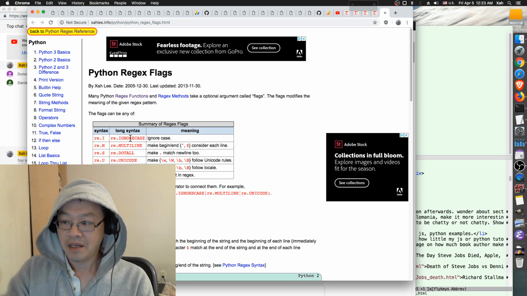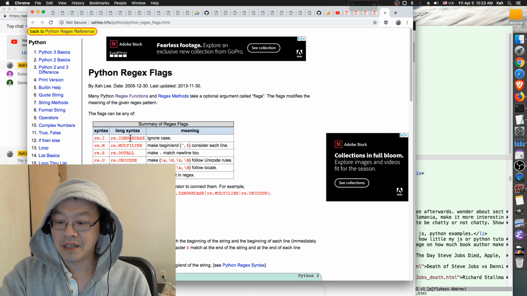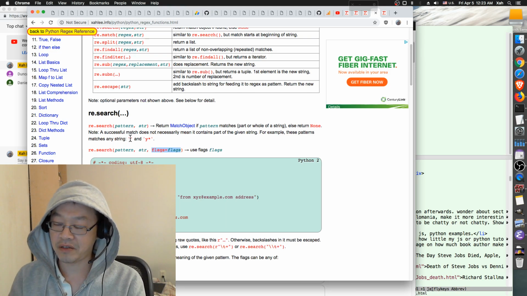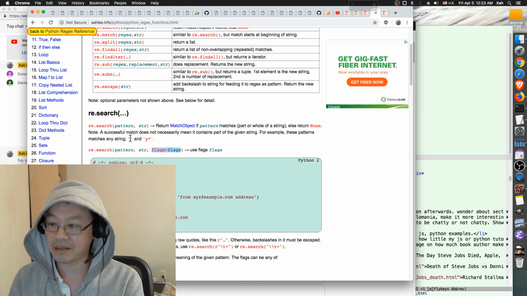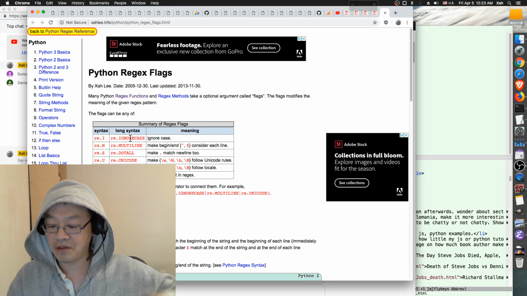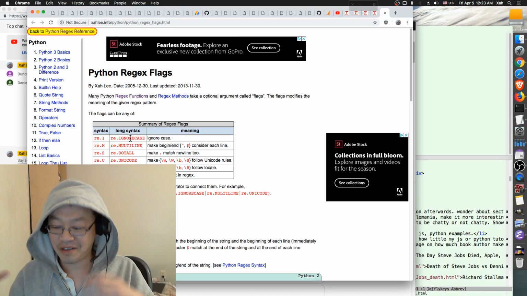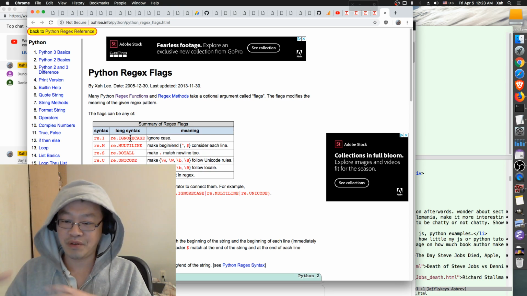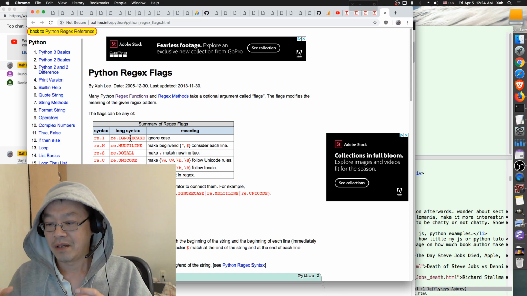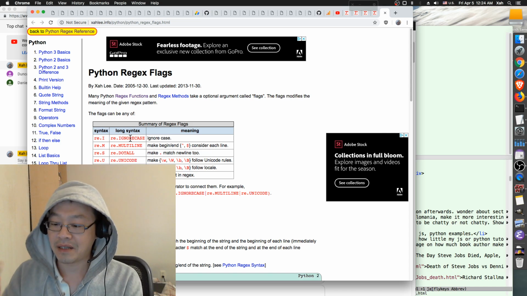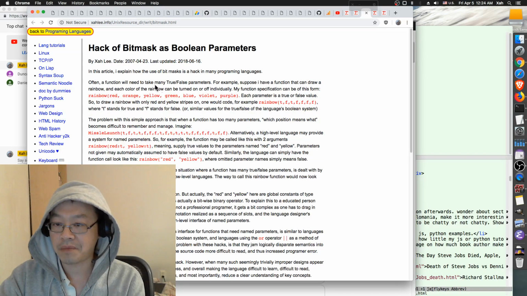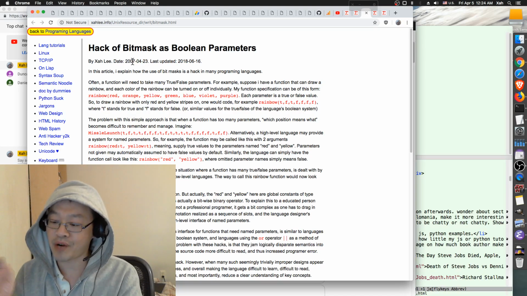Because before, the simple idea of options for a regular expression pattern now becomes this complex bitmask thing, where you introduce the concept of bits to the programmer, and then the concept of bit combination. So this is extremely bad. That is what this article is about: the hack of bitmask as Boolean parameters.